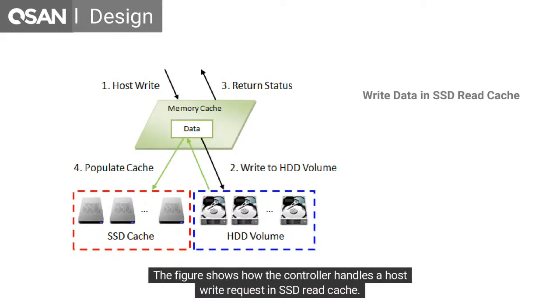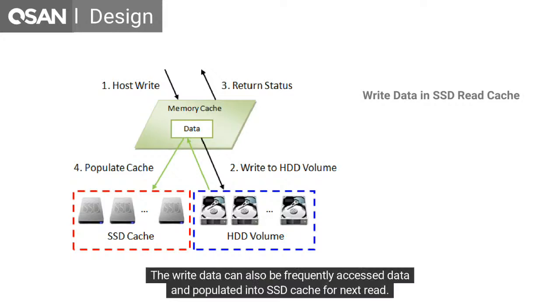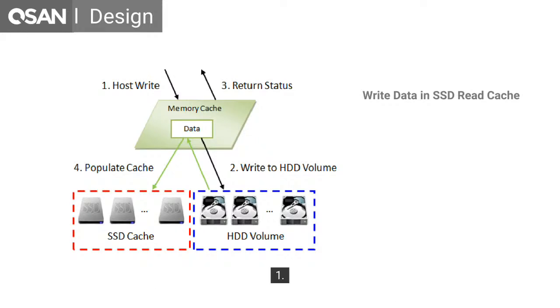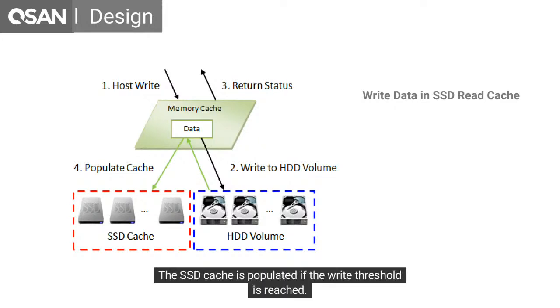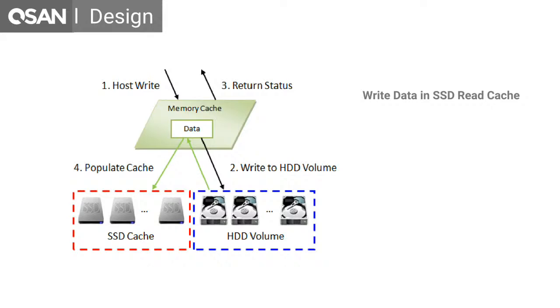The figure shows how the controller handles a host write request in SSD read cache. The write data can also be frequently accessed data and populated into SSD cache for the next read. 1. A host requests to write data. 2. Data is written to the HDD volume. 3. The status is returned to the host. 4. The SSD cache is populated if the write threshold is reached.